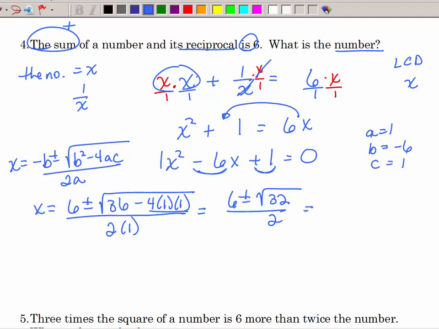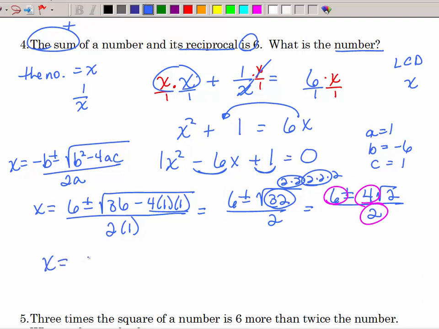Then we need to simplify the square root of 32. Remember, that's 5 2's. We've done that a lot in class. So I'm going to take out 2 2's and leave a 2. And then we know we can reduce because all 3 of them are divisible by 2. Now that's what x is. And that's all it asks me for, is what is the number.